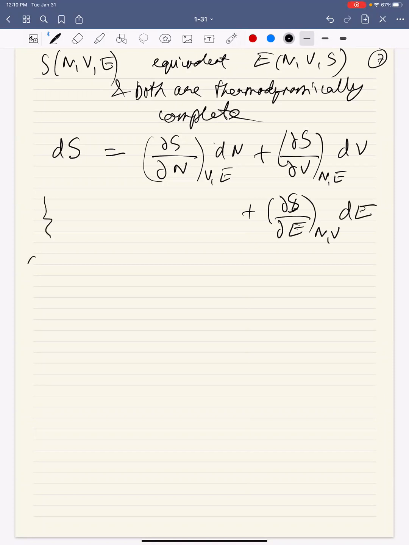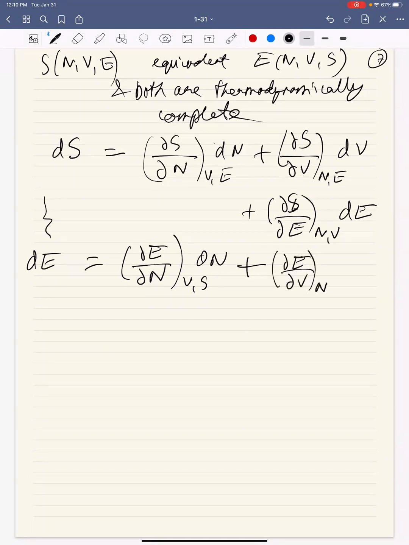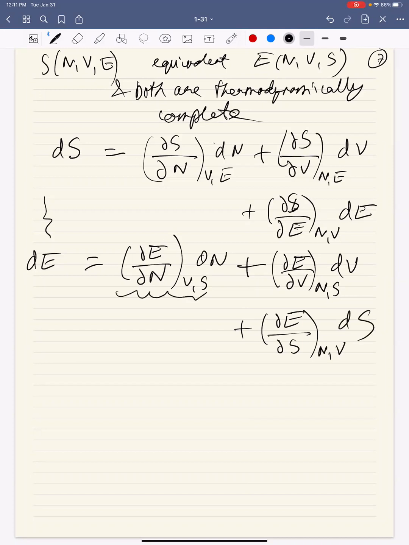Or we could do the same thing with E, and we can write it down as partial E by partial N at constant VS multiplied by dN, plus partial E by partial V at constant NS multiplied by dV, plus partial E by partial S at constant NV multiplied by dS. These are abstract symbols. In 684, we showed how they connect to common sense things, right?